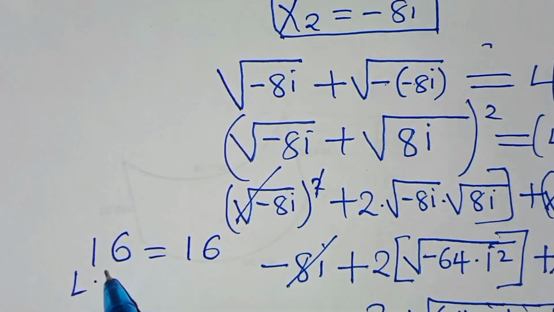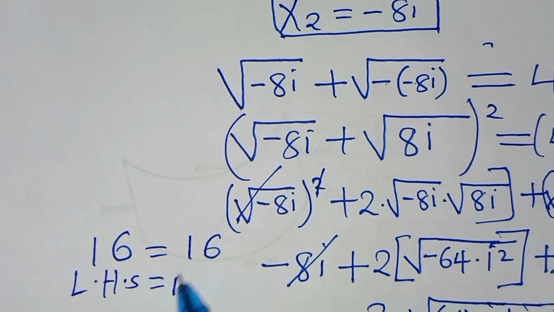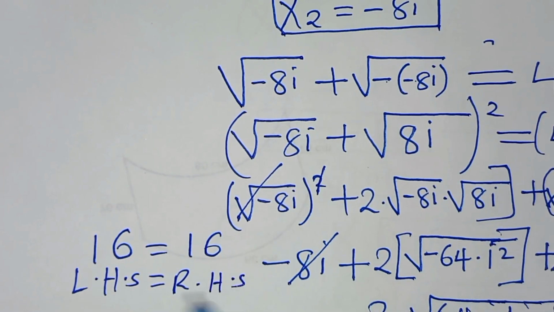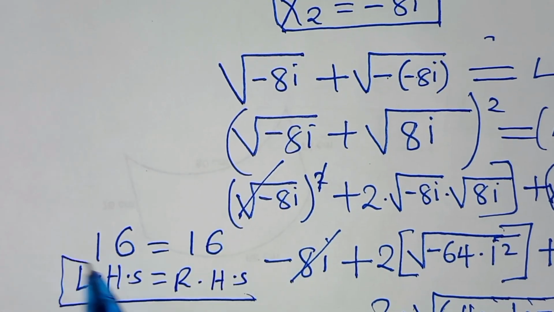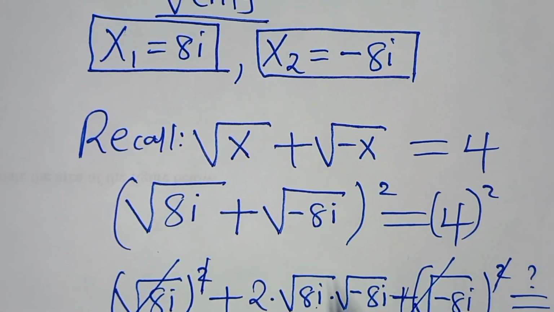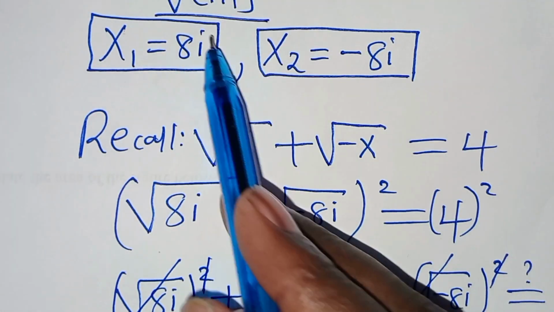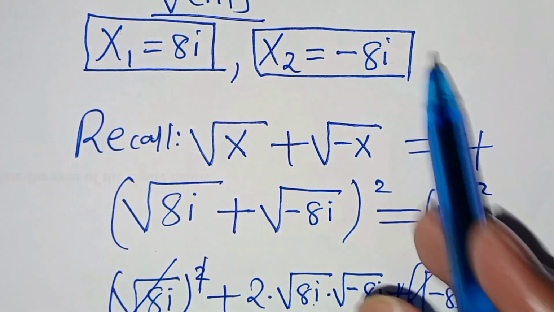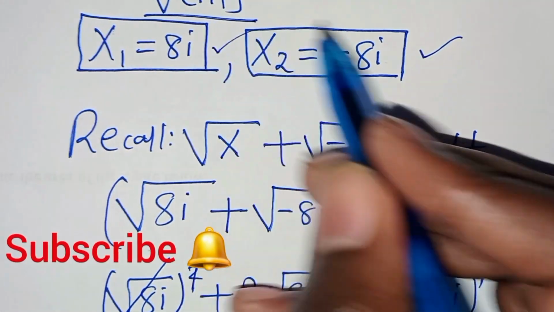So that means that the left hand side is equal to the right hand side. And this implies that the values of x1 and x2 satisfy the equation. x1, 8i, and x2, minus 8i, satisfy the equation.